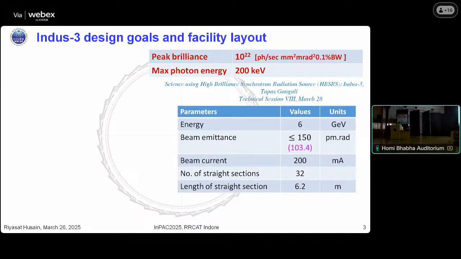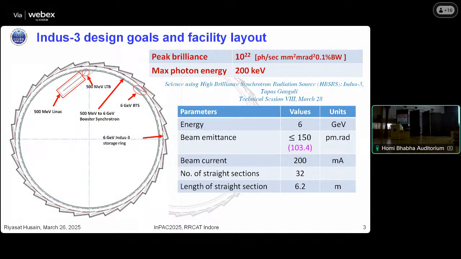When we translate these requirements into electron beam parameters, we need an electron storage ring of 6 GeV, a beam emittance better than or equal to 150 picometer rad, a beam current of 200 milliampere, and at least 32 straight sections of around 6.2 meters long to install the injection system, RF cavities, and most importantly the advanced insertion devices.